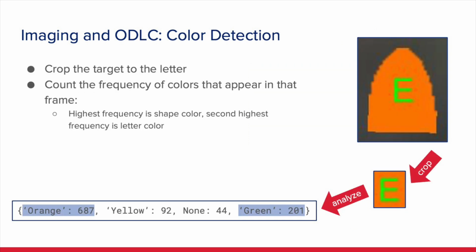First, we crop the target to the letter. Then we're going to count the frequency of the colors that appear in the frame. The color with the highest frequency will be the color of the shape, and the second highest frequency will be the color of the letter. As you can see here, it's going to detect orange with the highest frequency of 687, so orange will be the shape color. The second highest frequency will be green, with a frequency of 201, so green will be the letter color.